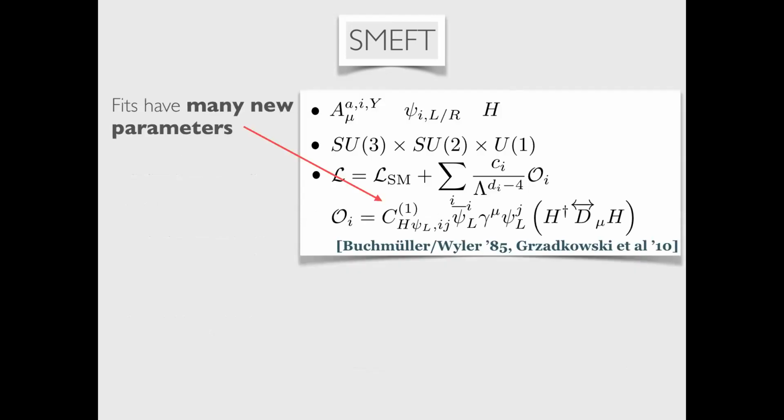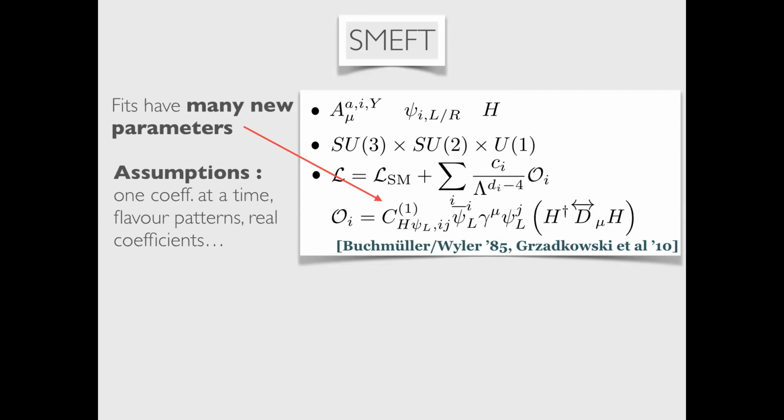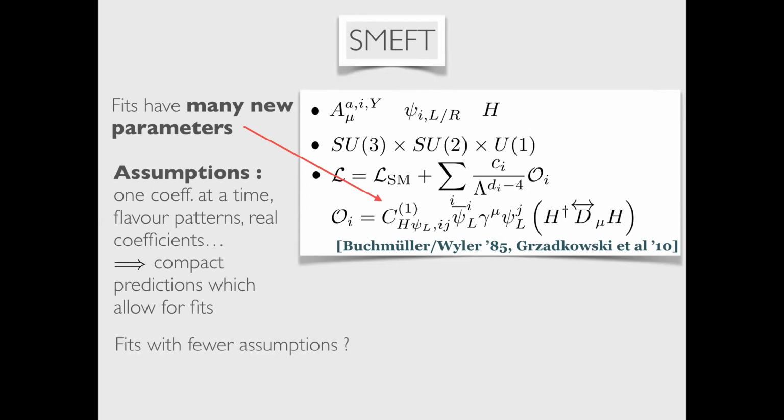So when you try to make a fit of data using the SMEFT, you have to deal with the fact that you have many new parameters to consider, in particular, given that you have Flavour indices in most of the additional operators. So that defines a huge parameter space, and usually there are assumptions being made to simplify those fits, for instance, turning on one coefficient at a time, or including Flavour patterns, or turning on only real coefficients. Okay. These kinds of assumptions allow to get more compact predictions, which are then fitted to experiments.